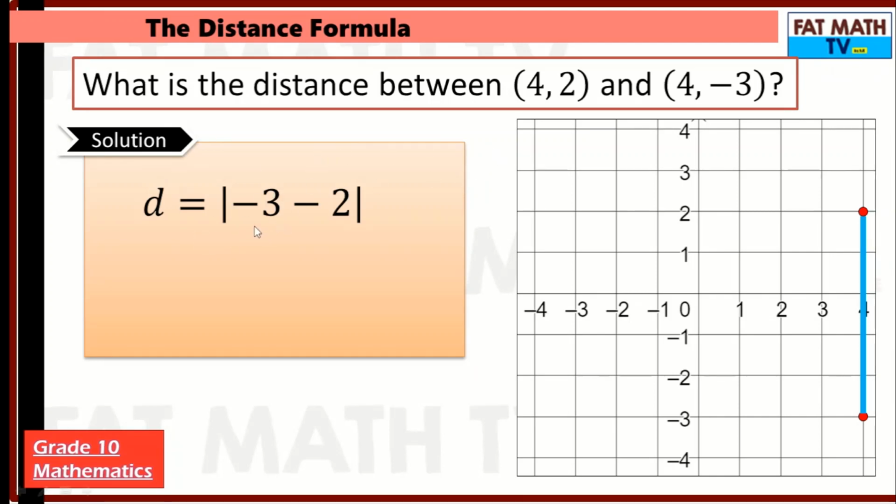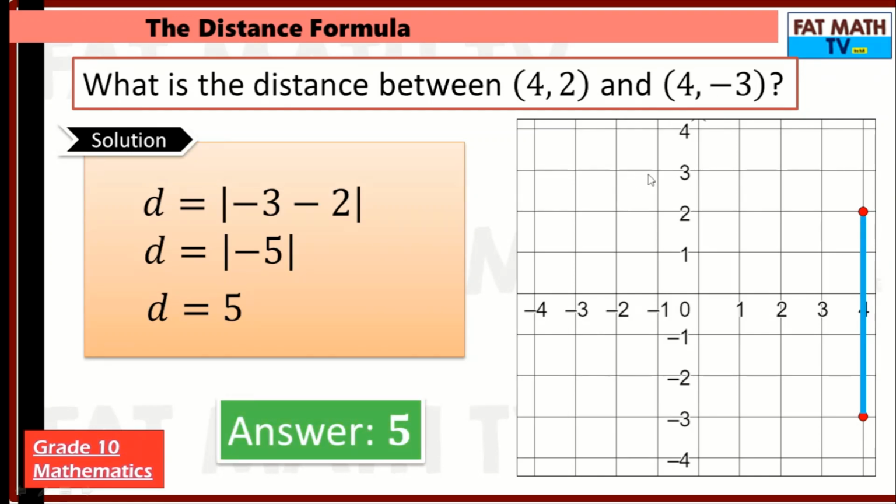But in this case, the difference is only in the y values. So we will subtract the y values: -3 minus 2, and get the absolute value of that. That will be the distance from this number 2 here and -3. For the x coordinate, there's no problem because they're the same, 4. So -3 minus 2 is -5, and the absolute value of -5 is positive 5. So the distance between (4, 2) and (4, -3) is 5 units.